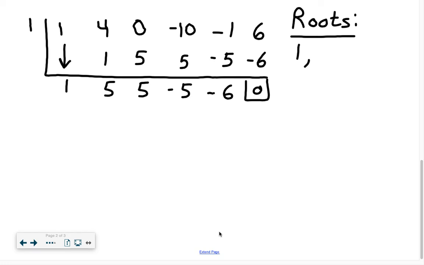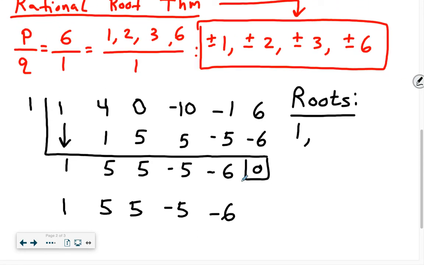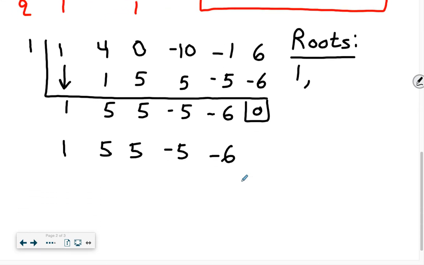Okay, so instead of looking at the 1, the 4, the 0, the -10, the -1, and the 6, we're actually going to look at these bottom numbers. The 1, the 5, the -5, and the -6. Notice that's one less number that we have to worry about. So now what we want to do is, again, guess and check. You could move on to -1 if you wanted to. You could try 1 again. There's nothing saying that 1 doesn't appear more than one time. It could have a multiplicity of 2 or 3. But let's go ahead and try -1 now.